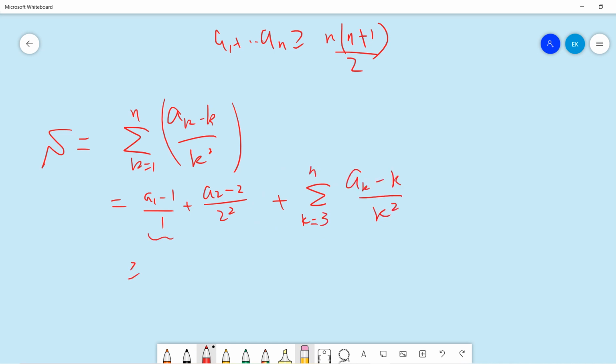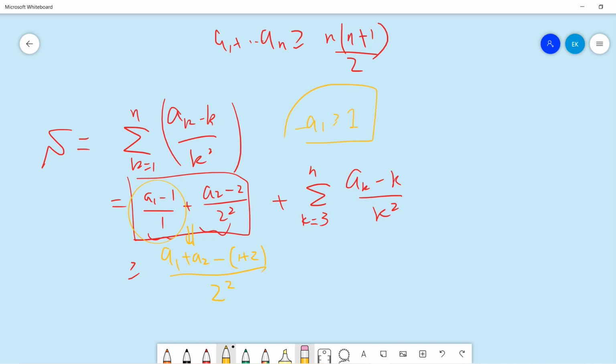If you combine these two terms, I claim that these two terms are greater or equal to (a1 plus a2 minus 1 plus 2) divided by 2 squared. And why? I know that a1 minus 1 is greater or equal to 0, so this term is nonnegative. So I can shrink this 1 to 2 squared and then combine these two, and I get this inequality.